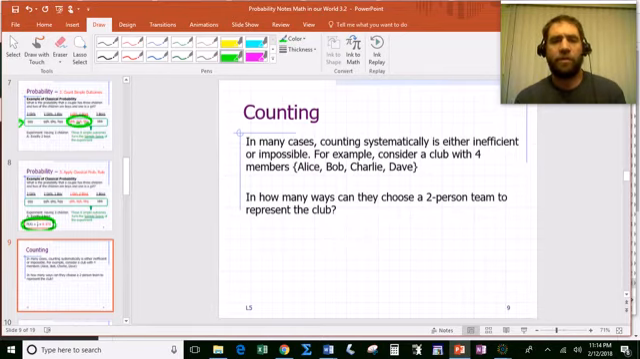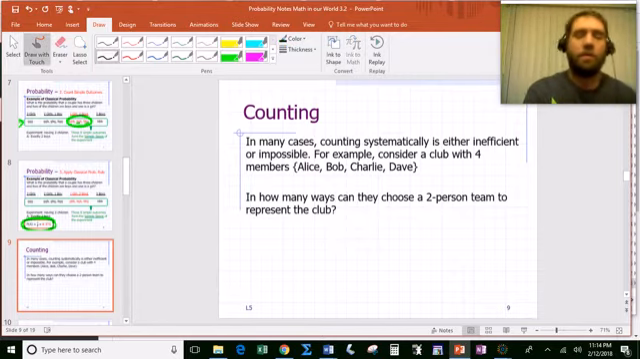But let's consider this example. We have a club with 4 members: Alice, Bob, Charlie, and Dave. Conveniently A, B, C, and D. In how many ways could they choose a 2-person team to represent the club? Well, the numbers are small enough here that we could just list them all out.